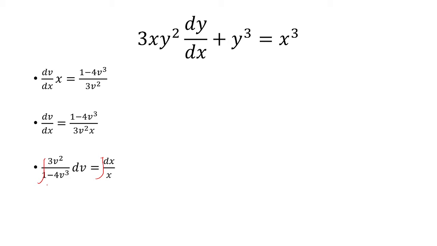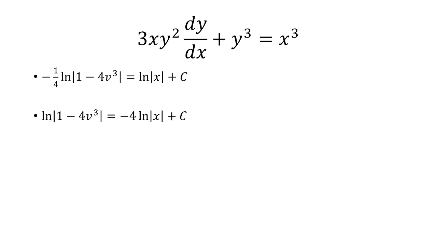And for the integral, I'm going to do u substitution by letting u equal 1 minus 4v cubed. And du is negative 12 v squared dv. And when I solve for 3v squared dv, I just get negative 1/4 du. And then, obviously, du over u becomes ln of u, which u is 1 minus 4v cubed. So that's how I get to the left. And on the right, I integrate and get ln of x plus c.